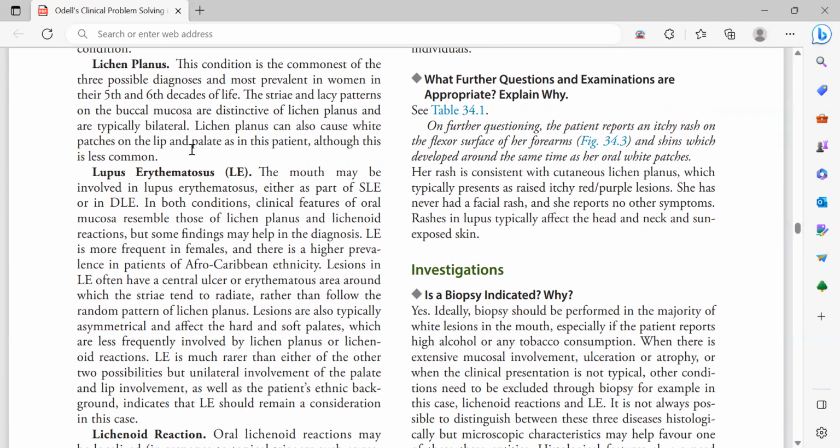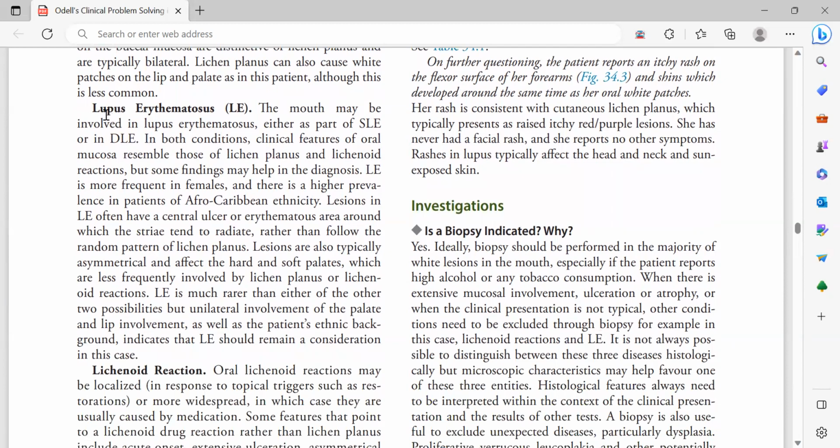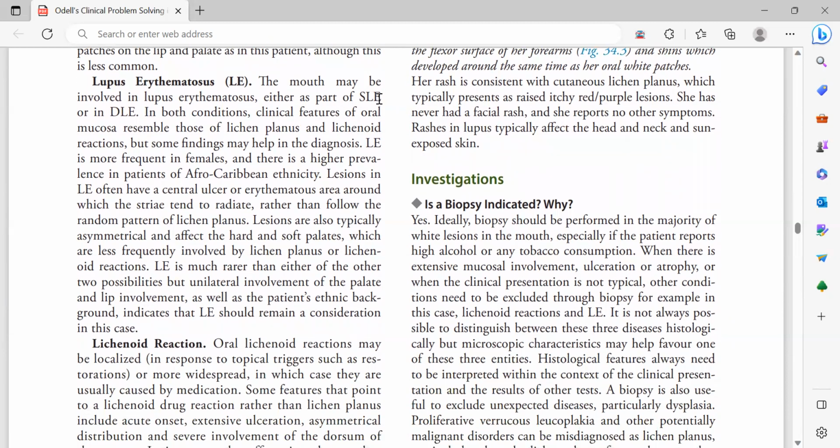Like we read, the tongue, buccal mucosa, and gingiva are the common sites. In this patient, it has happened on the lip, although it is rare, but it could happen. Then the second differential is lupus erythematosus. The mouth may be involved in lupus erythematosus either as a part of systemic or discoid lupus.